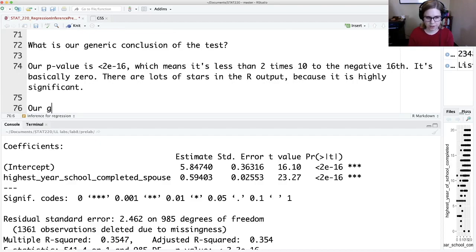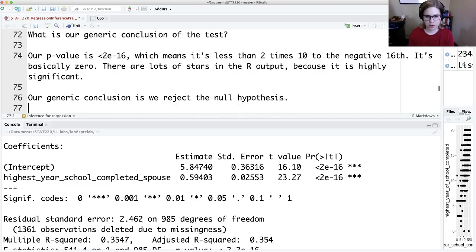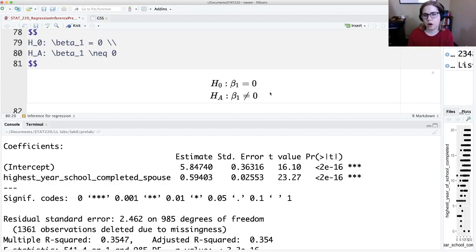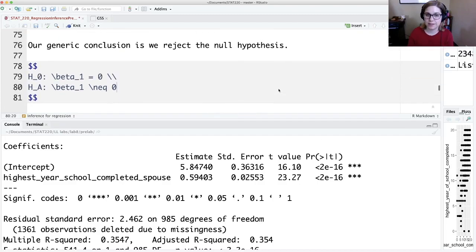So our generic conclusion is we reject the null hypothesis. And remember that our generic hypotheses when we're doing inference for a slope are that the null hypothesis is that beta 1 is equal to 0, and our alternative hypothesis is that beta 1 is not equal to 0. So that's what we're always testing. That's what this p-value is always about. Can we reject the hypothesis that beta 1 is equal to 0? And in this case, yes, we can.